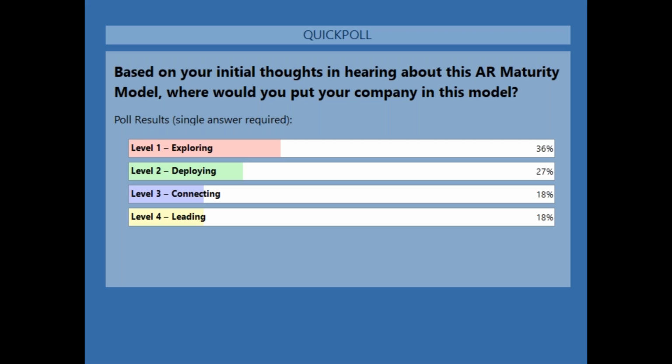It looks like 36% majority are still in the exploring stage, 27% are deploying, a fairly significant number, better than I thought, for connecting, and then a few of them as well in the leading stage as well.